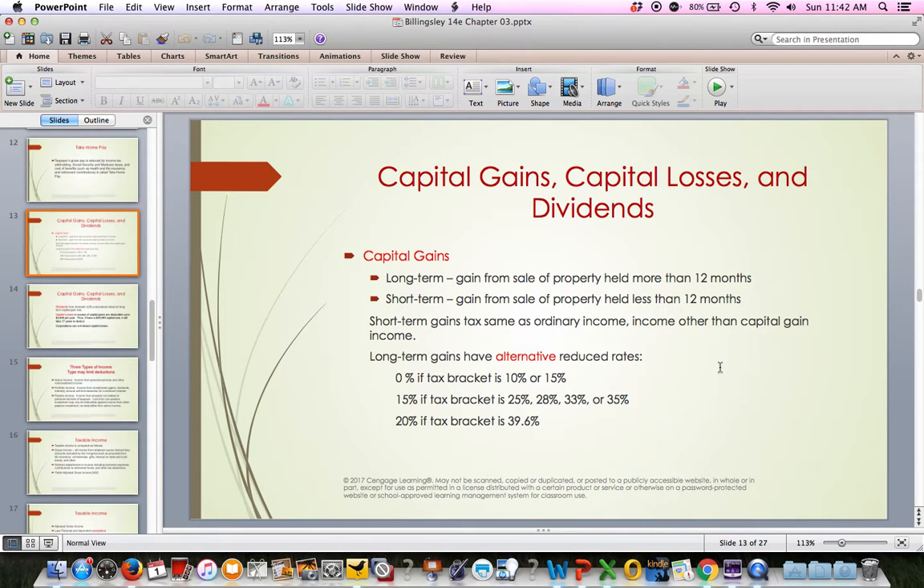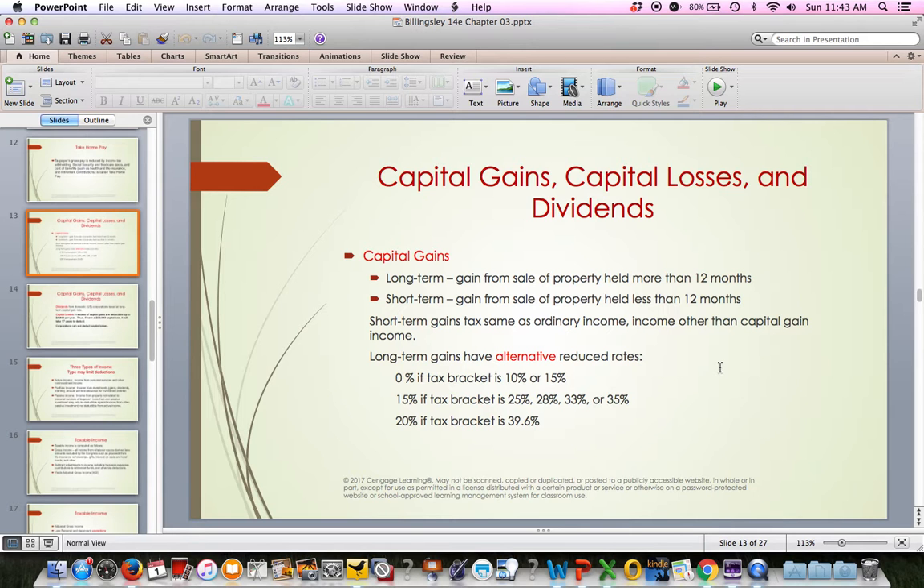Capital gains, we kind of mentioned those already. There's 2 kinds of capital gains. They're taxed differently, so it is important to understand the difference between them. Long-term gains is when you own a property for more than 12 months, so 13 months or longer, 12 months and a day or longer. Once you sell that, then you've got a long-term capital gain. Short-term gains are from less than 12 months.